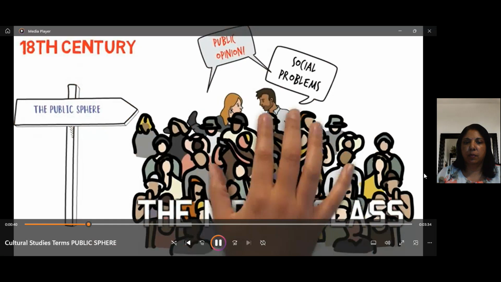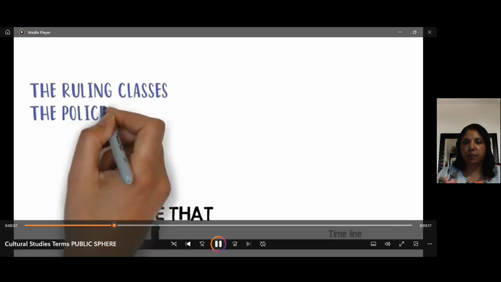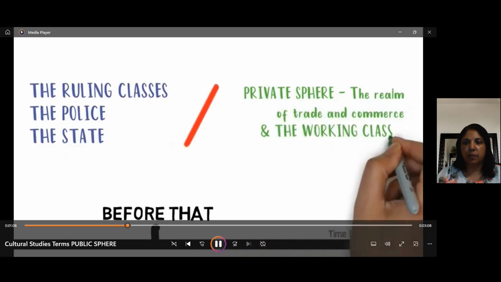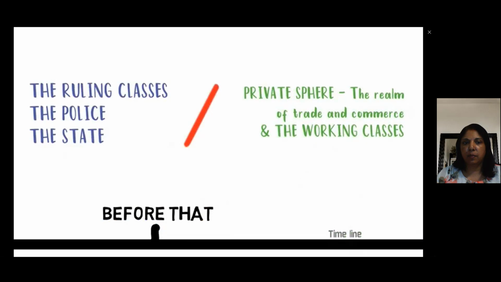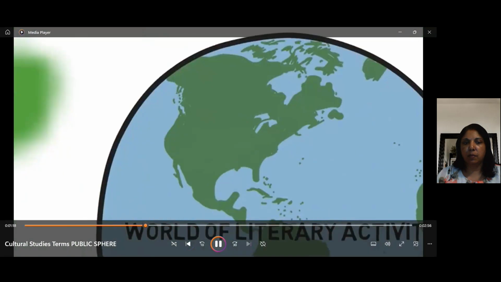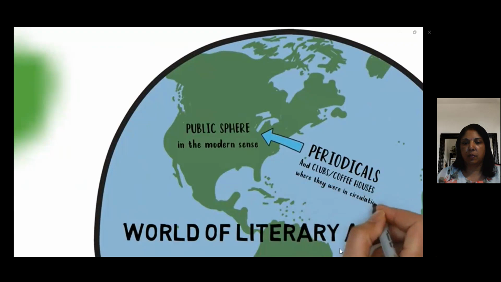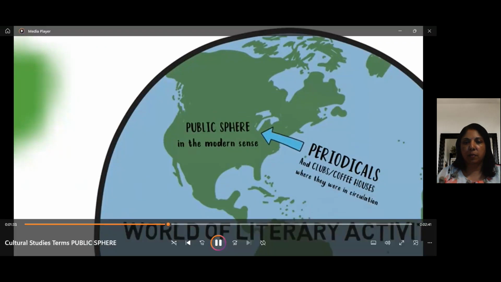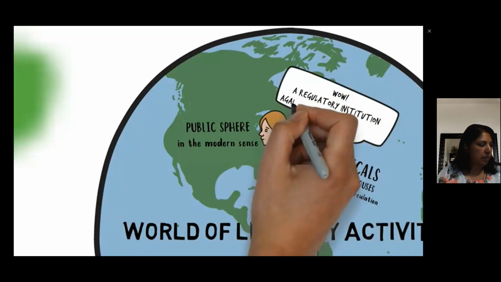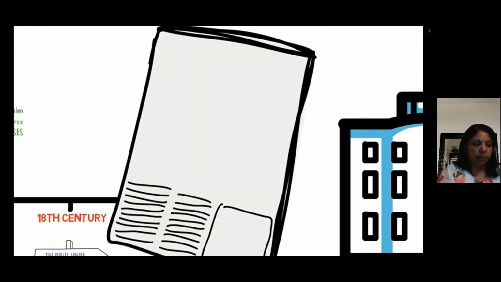Before this time, the realm of public authority denoted the ruling classes, the police, and the state, as against the private sphere or the realm of trade, commerce, and the working classes. A public sphere in the modern sense emerged from within the private sphere in the world of literary activities in connection with periodicals like newspapers and the clubs and coffee houses where the periodicals were in circulation. In this new sense, the public sphere of public opinions were seen as a regulatory institution against the state authority. Even in later times, the media has continued to play a significant role in public sphere theory.